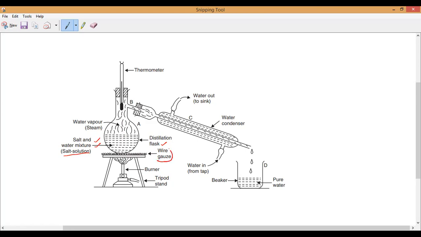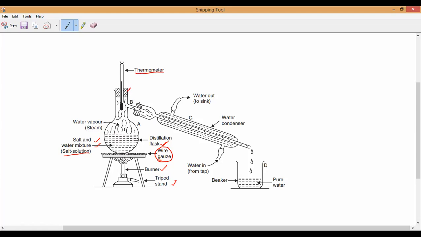On the wire gauze, I have to set up a burner and a tripod stand. This stand is called a tripod stand. We have to arrange the fire setup. This flask is called the distillation flask. On top we are keeping a rubber cork, and in the middle we are arranging a thermometer.